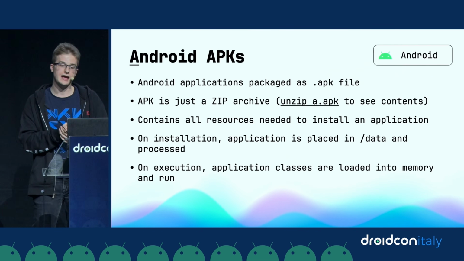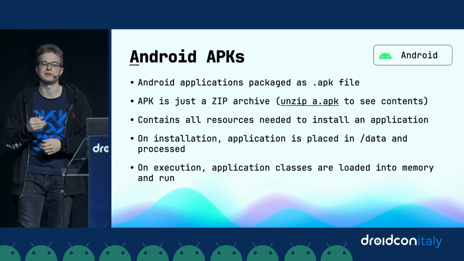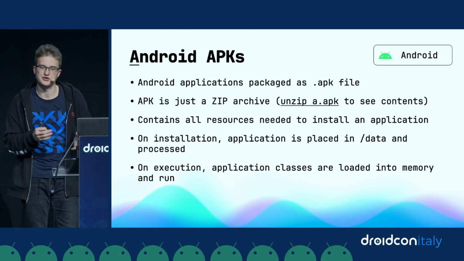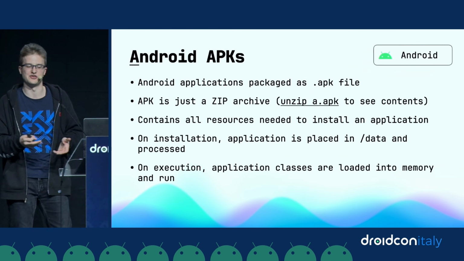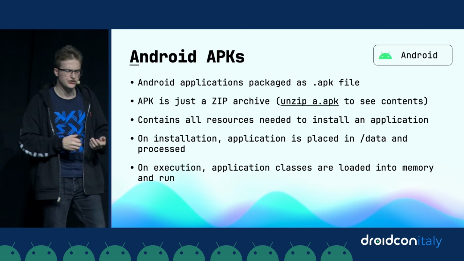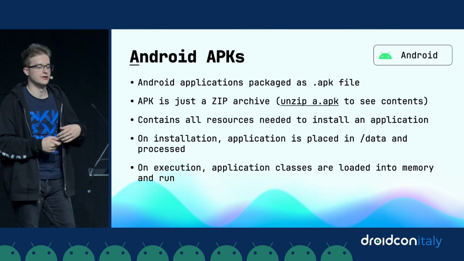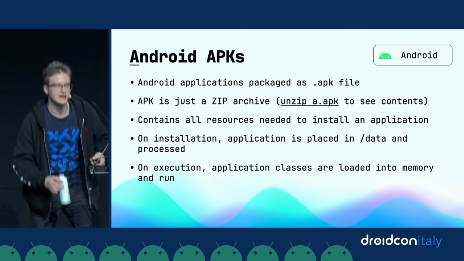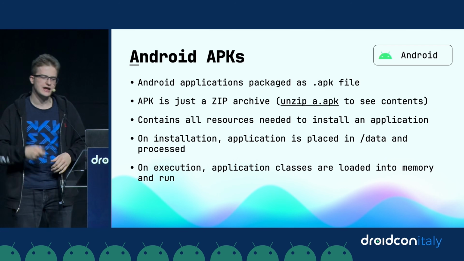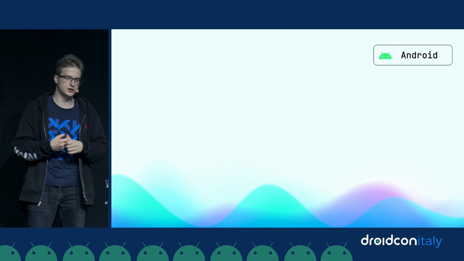Android expects an APK file. An APK file is just a zip archive, nothing more. You can just unzip it, it's the same format. And it contains all the resources that you need for installing an application. On installation, they're put in the data directory, and then on execution, they are loaded.